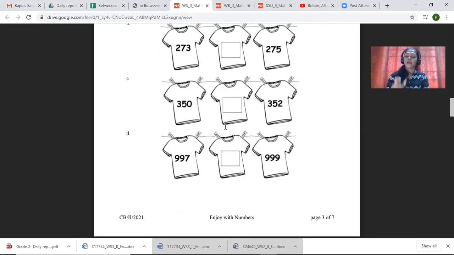Next, coming to the last question. 997, there's a missing box, and then 999. So what is the missing number there? 997 dash 999. So what is missing? 998. Fantastic, very good. I'm sure you have done this right, isn't it? So what you're going to do is put a tick mark and then put another star there. Okay, so you've done a great job.